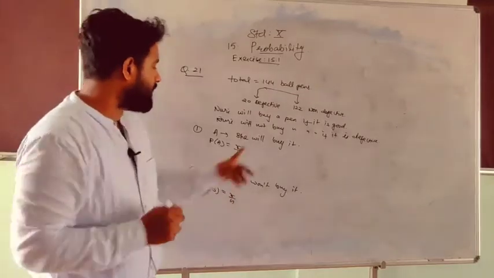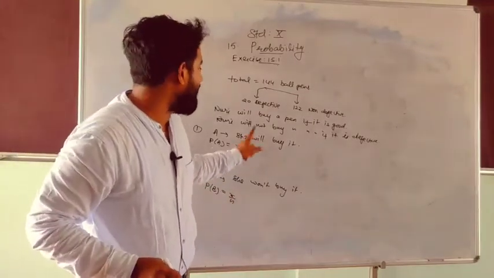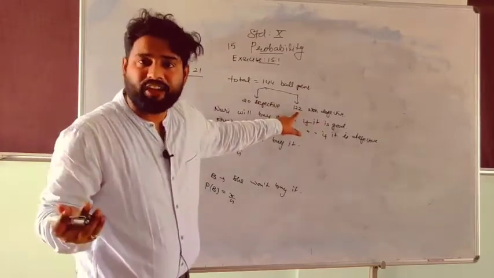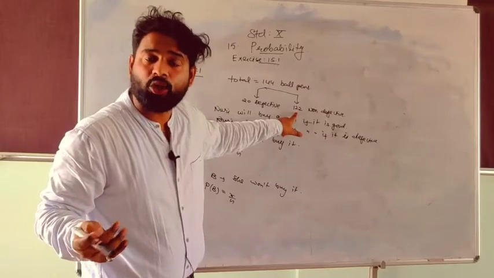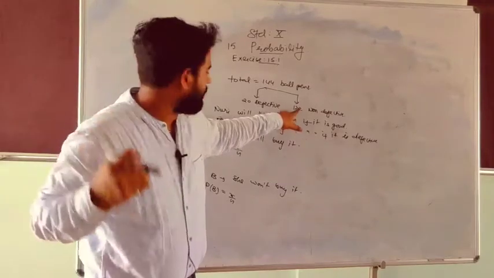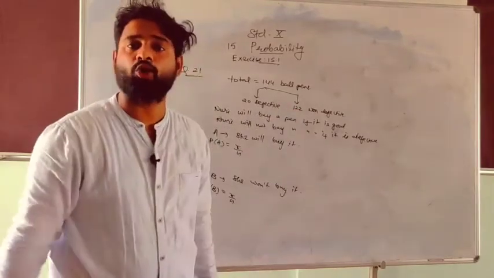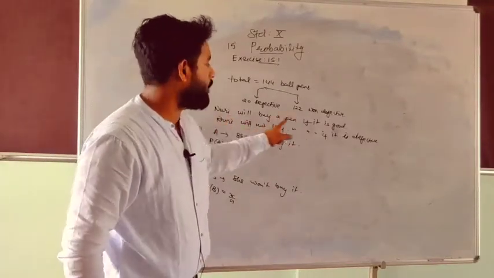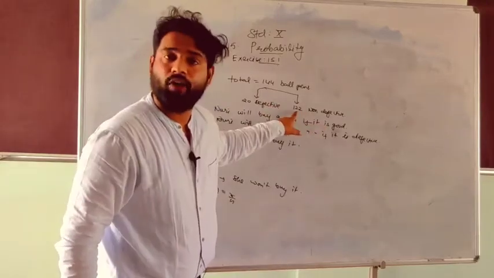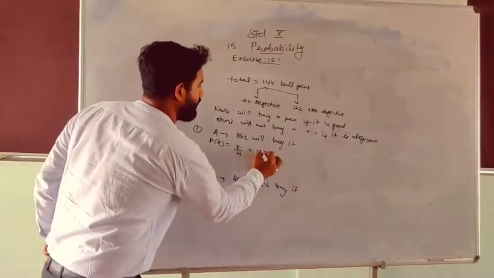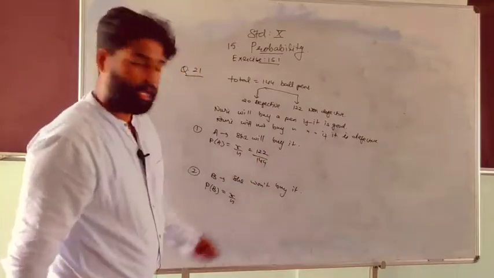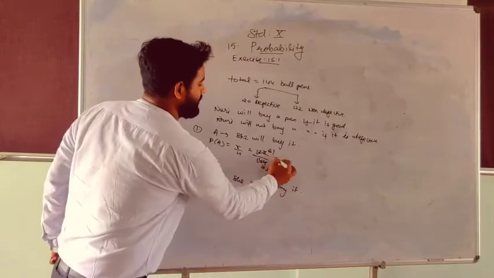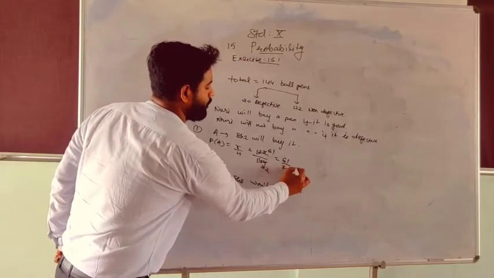Now you tell me when she is going to buy. She is going to buy if it is good. Now how many good pens are there? Good means non-defective. How many non-defective pens are there? 122. So if she is selecting out of 122, then and only then she is going to buy, because in the question it is told that Noori will buy a pen only if it is good. So the answer will be 122 upon 144. You can cancel it. So 61 upon 72 is going to be your answer.